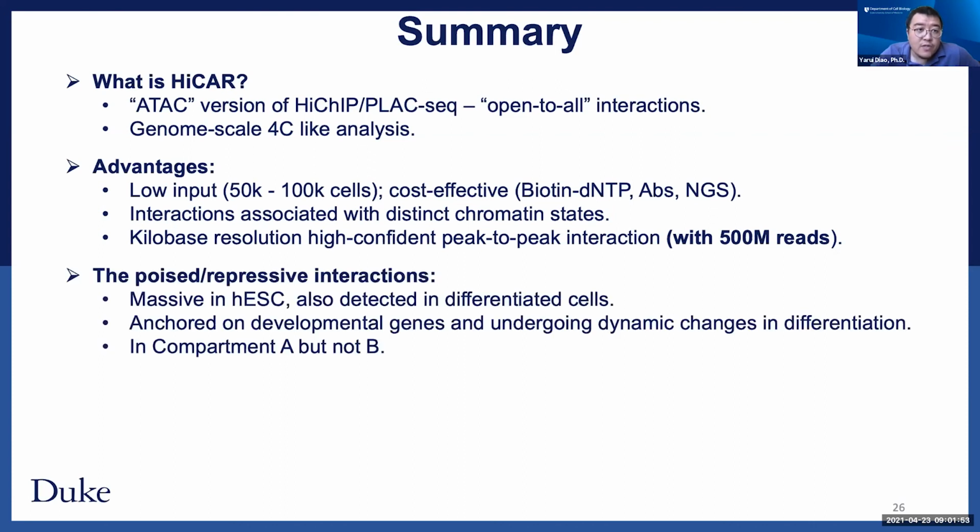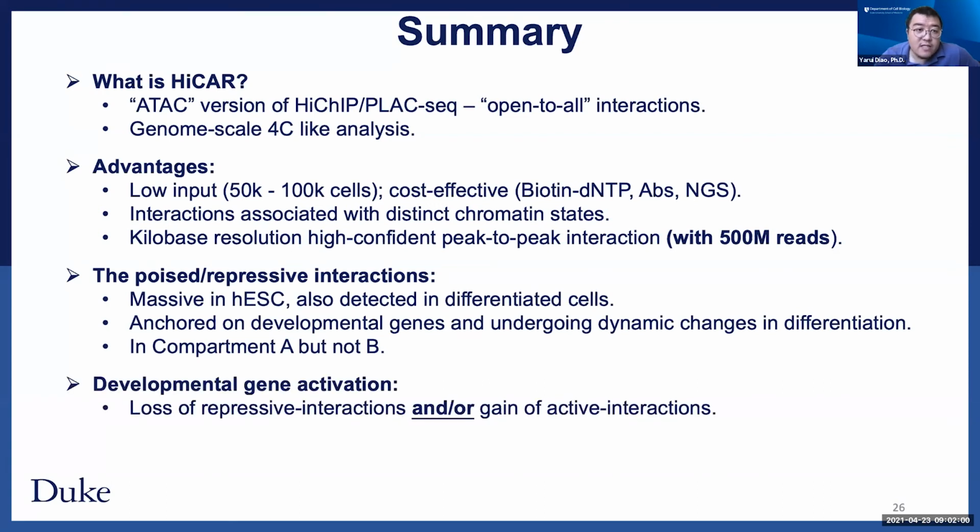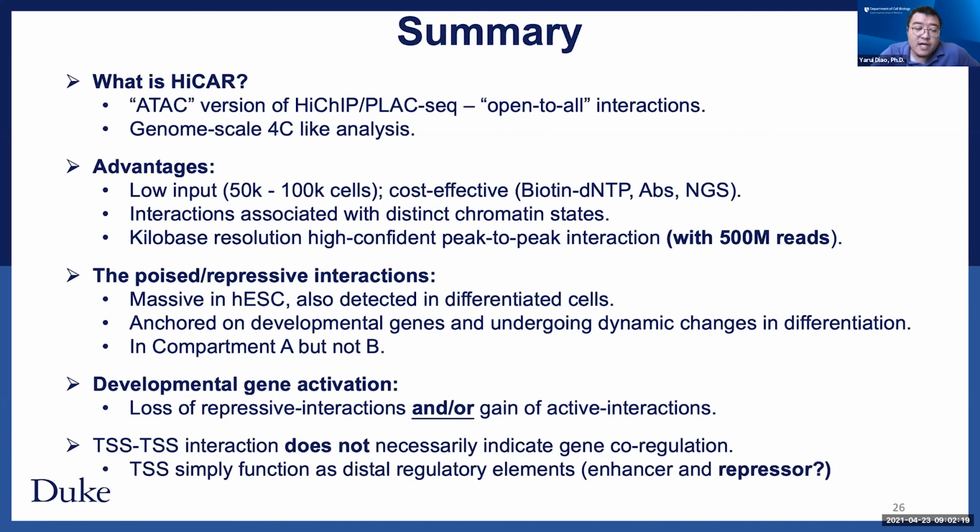And also we analyzed the differentiation process of human ESC, and we found that the poised and repressive interactions that are extensively present in human ESC might be important for gene repression. And when these developmental genes need to be activated, it's often associated with loss of repressive interaction and a gain of active interaction.